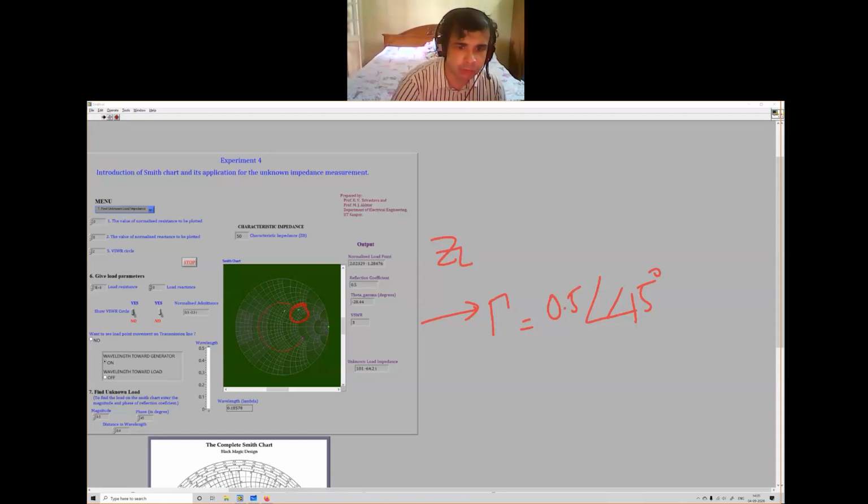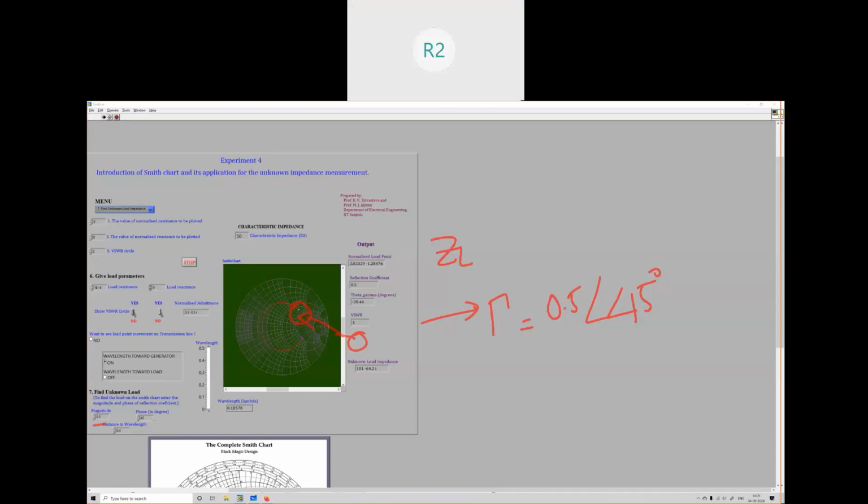And the value of the load that they are getting is 2 plus j, minus 2 minus j of this point. This point is somewhere here. Is it okay? The magnitude is 0.5. How did we get this point?